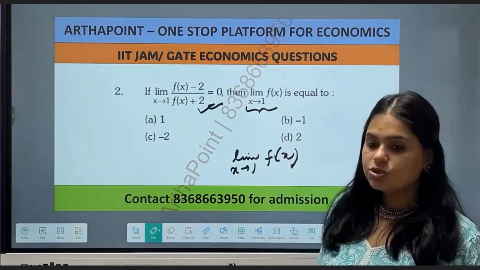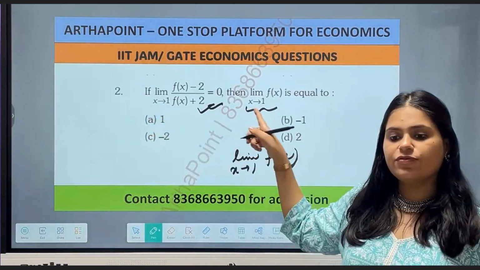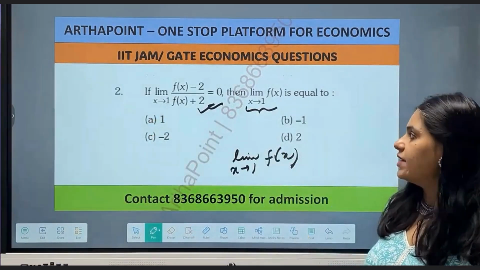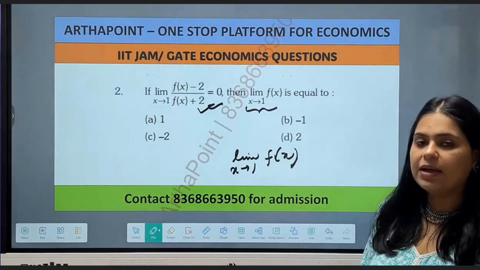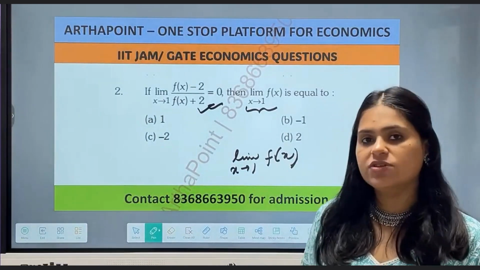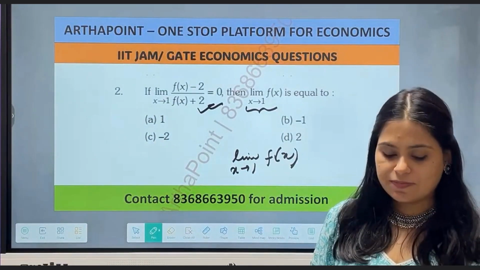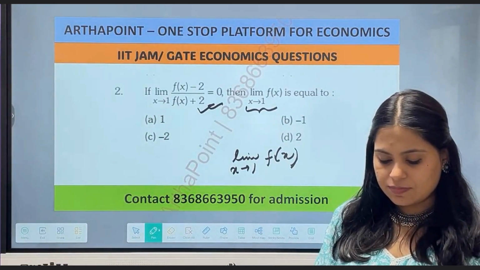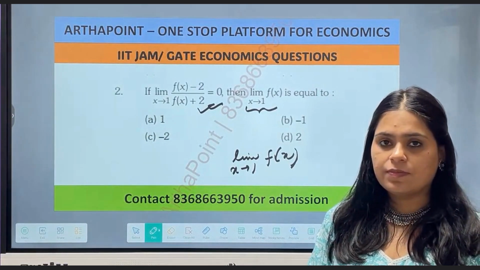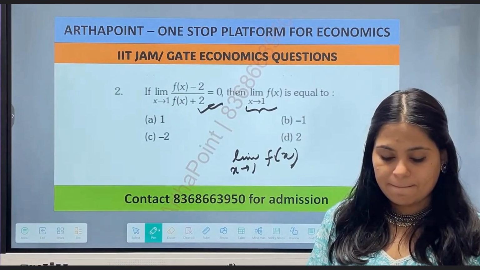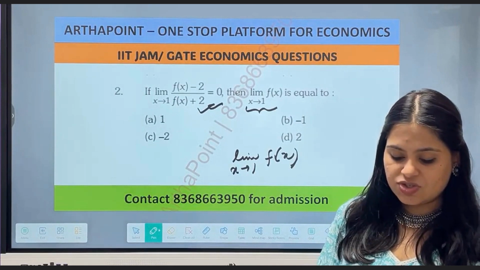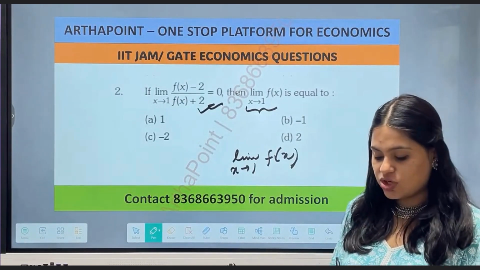So you are already given this, and you have to find out what happens to the limit as x tends to 1 of f(x). I am giving you a moment. Try to solve this yourself, then we will do it together. Just try to do this. Post your answers on the chat window.